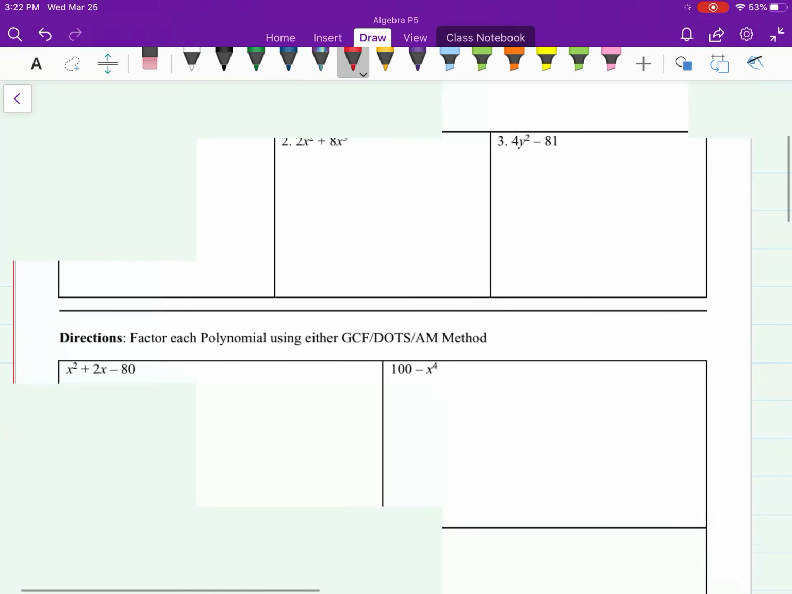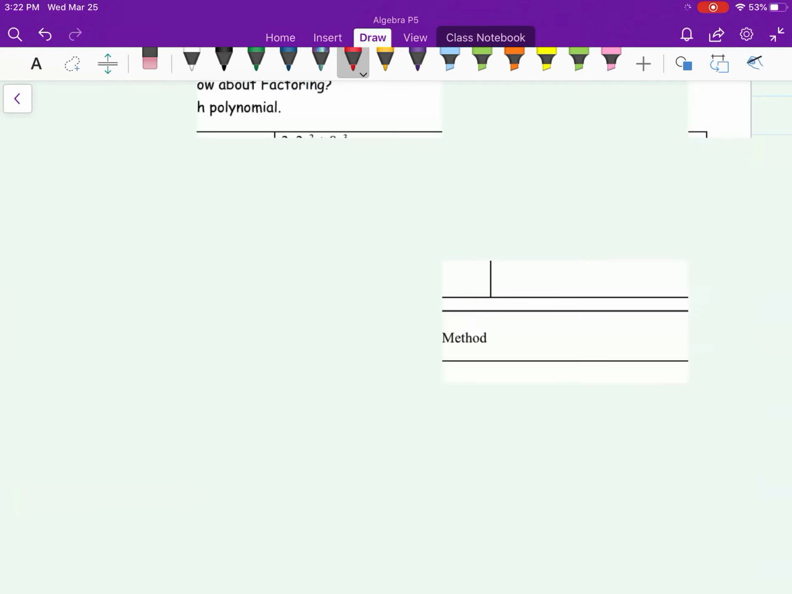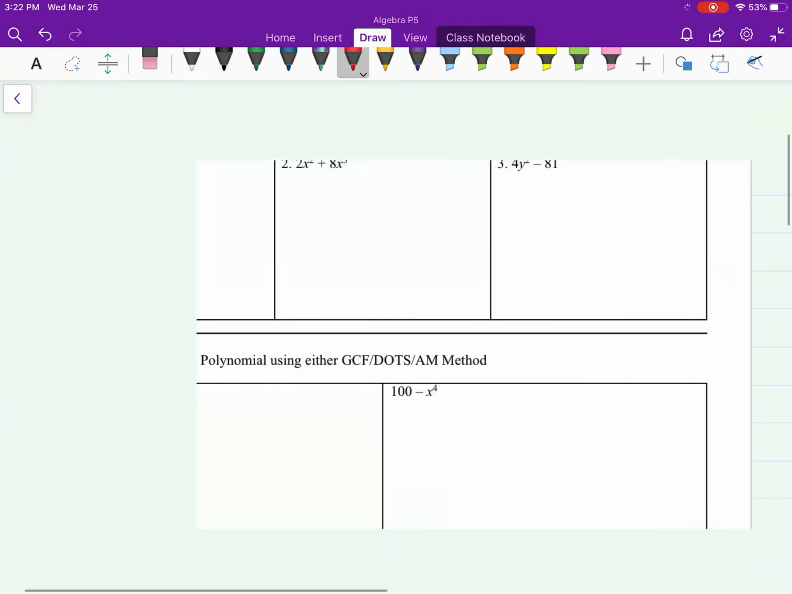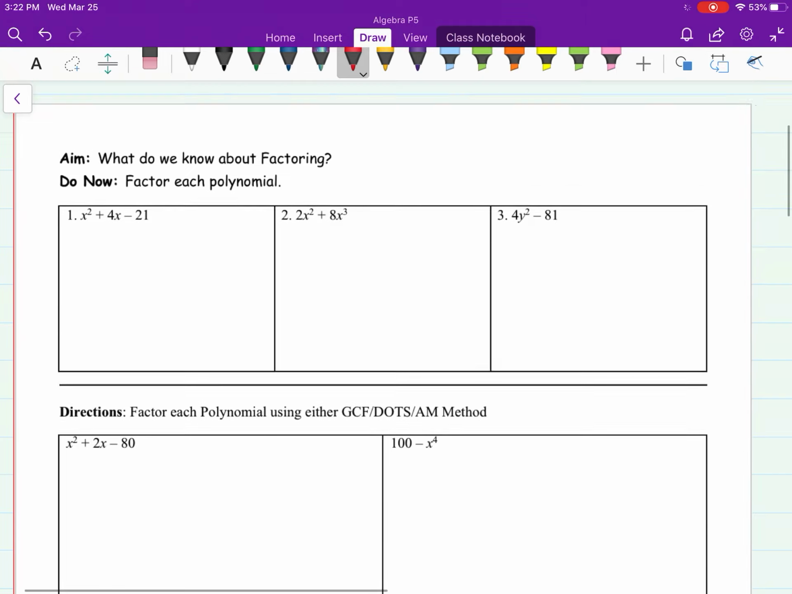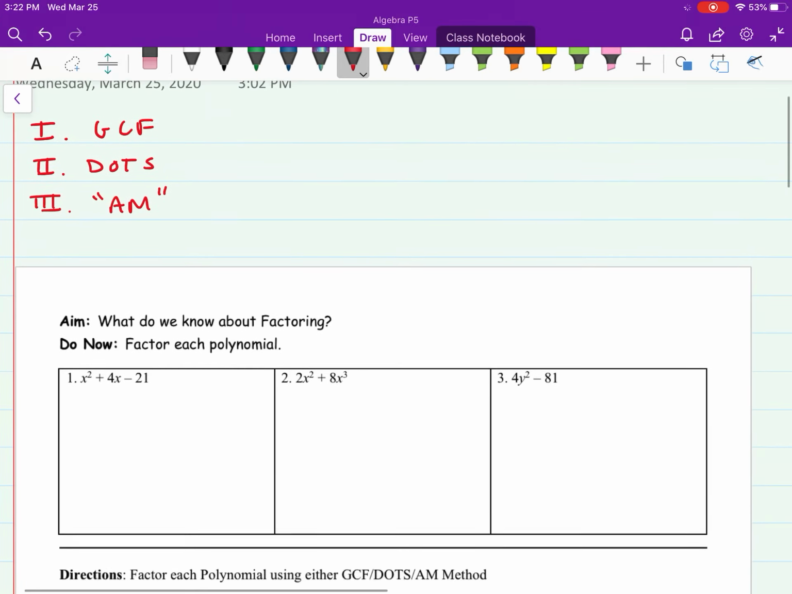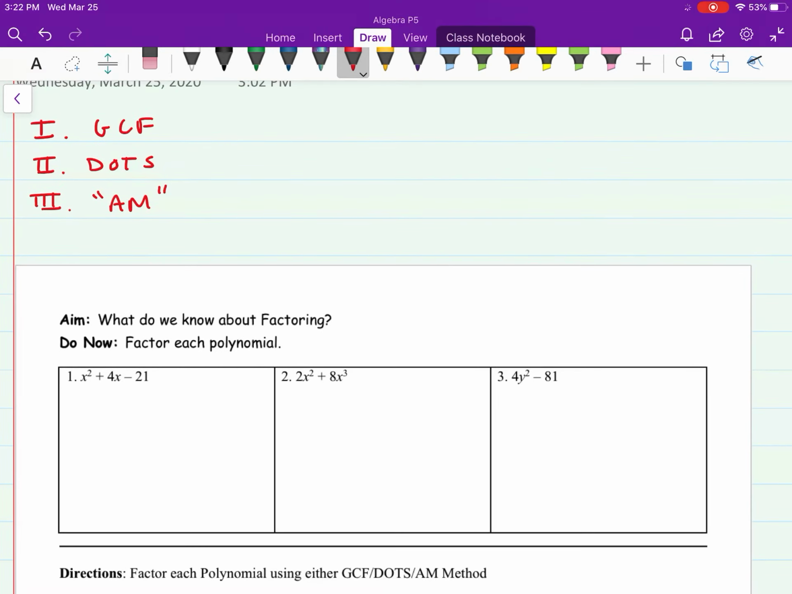So the top question here is x squared plus 4x minus 21. Looking at this, going over our first method of factoring, greatest common factor, that trinomial doesn't have anything in common, so it's not GCF. The second method, DOTS, difference of two perfect squares.